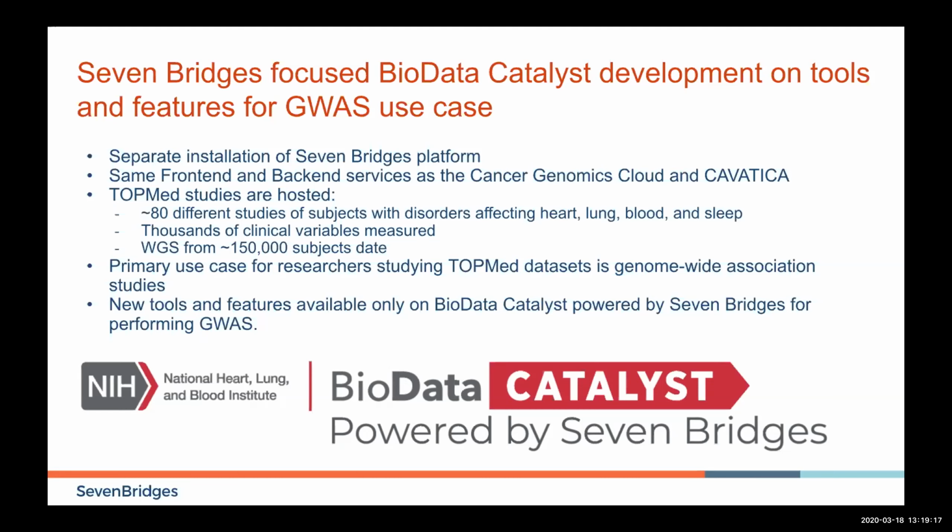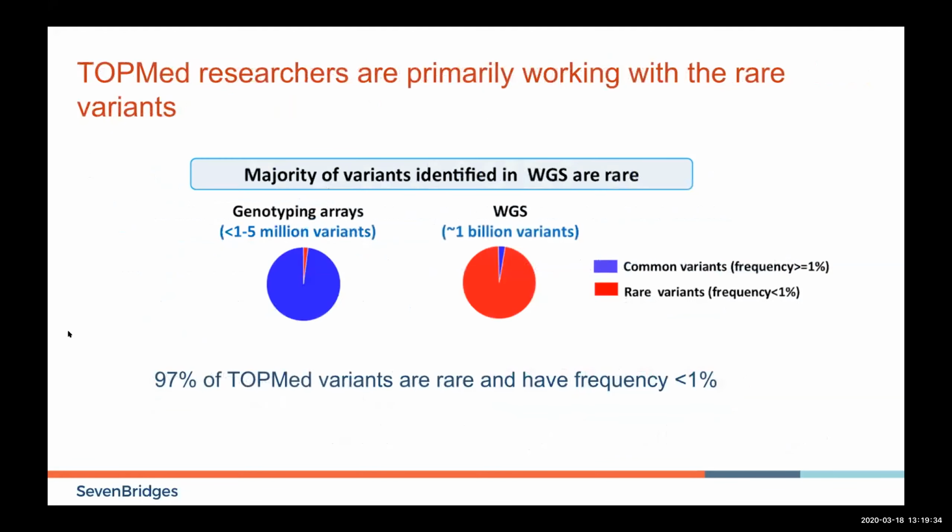So the researchers are taking a phenotype of interest and they're looking to find variants in the population that are significantly associated with the presence of that phenotype. So Seven Bridges has developed some new tools and features to enable researchers to perform GWAS on the system. It's important to note that about 97% of TOPMed variants are rare, and they occur at a frequency of less than 1% in the population. This is in contrast to the common variants that occur at a frequency of greater than 1%.